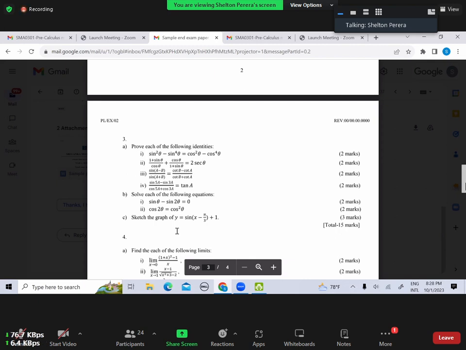Question 3, let me write them here. Sine squared theta minus sine to the power 4 theta. Repeaters, if you are there, wait. After discussing this, we will do the other one. We have to show that sine squared theta minus sine to the 4 theta is equal to cos squared theta minus cos to the power 4 theta. Cos to the power 4 theta, not cos 4 theta.